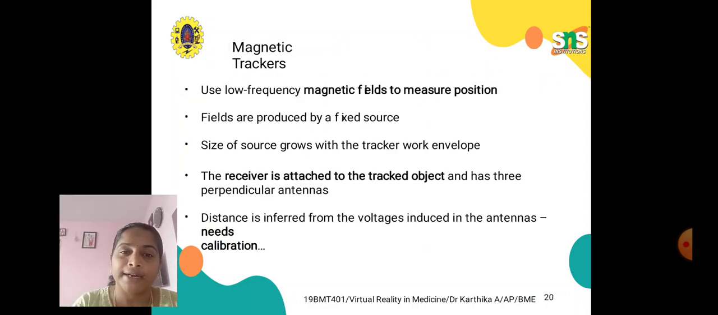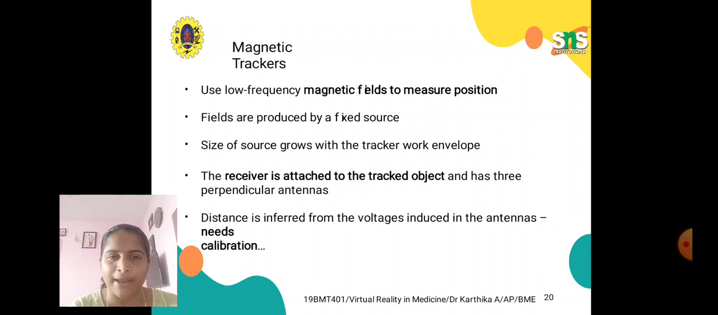Okay, what are the characteristics of magnetic trackers? In magnetic trackers, it uses low frequency magnetic fields to measure position. Your second thing is fields are produced by a fixed source. And your third thing is the size of the source grows with the tracker work envelope. And your fourth one is the receiver is attached to the tracked object and has three perpendicular antennas.